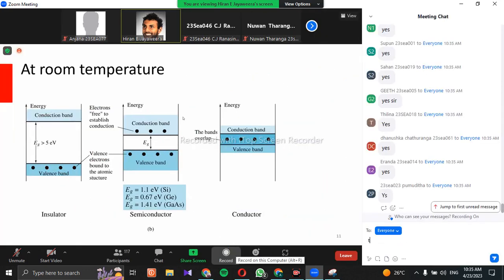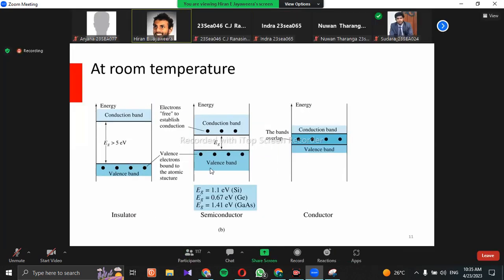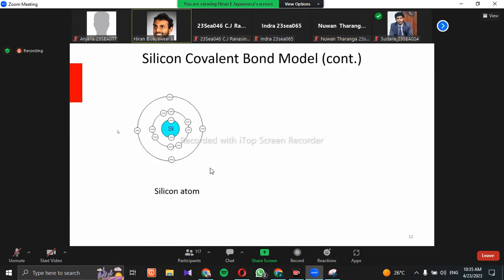So this is all about what happens to the materials when you change the temperature. So you should be able to explain these things if these are in the exams, right? So clearly with your logic, you should be able to explain these things. Right. Now we are moving towards, in general, semiconductors, right?